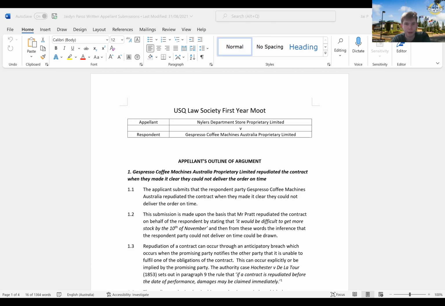Cool. We'll move on to questioning. This is probably the hardest part. Screen share again. New share. PowerPoints.